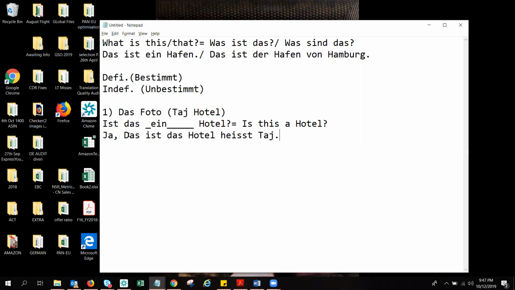So we mention Taj only. We won't directly mention it, or you can directly mention it like this. Ja, but the context gives it, the name will be called hotel called Taj.